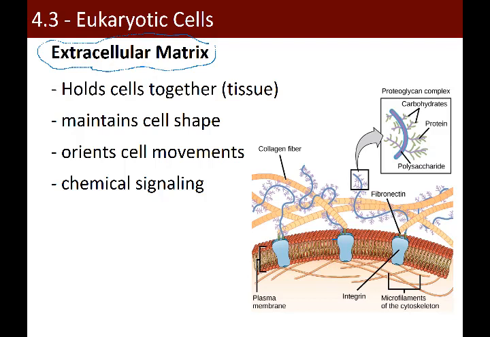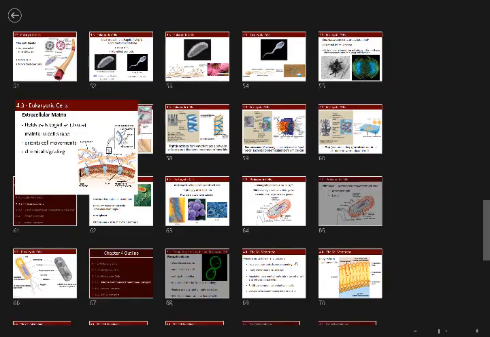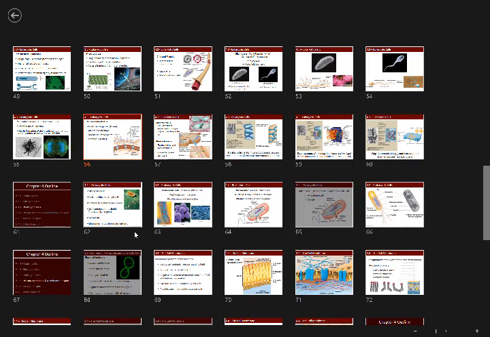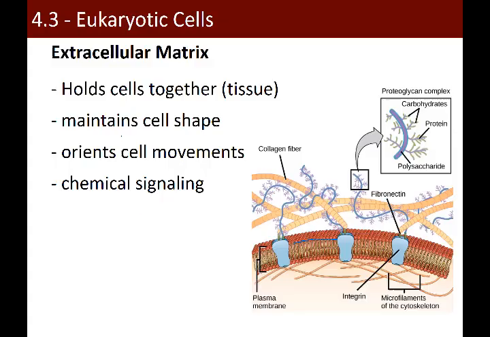So here we have the plasma membrane. I'm trying to draw this plasma membrane. And then we have some proteins. They're embedded in the plasma membrane. Down inside the cell, we've got the cytoskeleton. And then outside, we have the extracellular matrix.